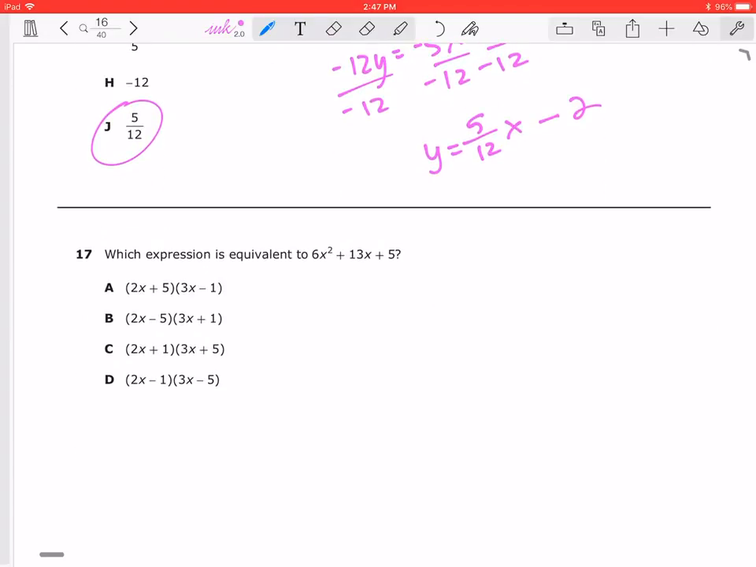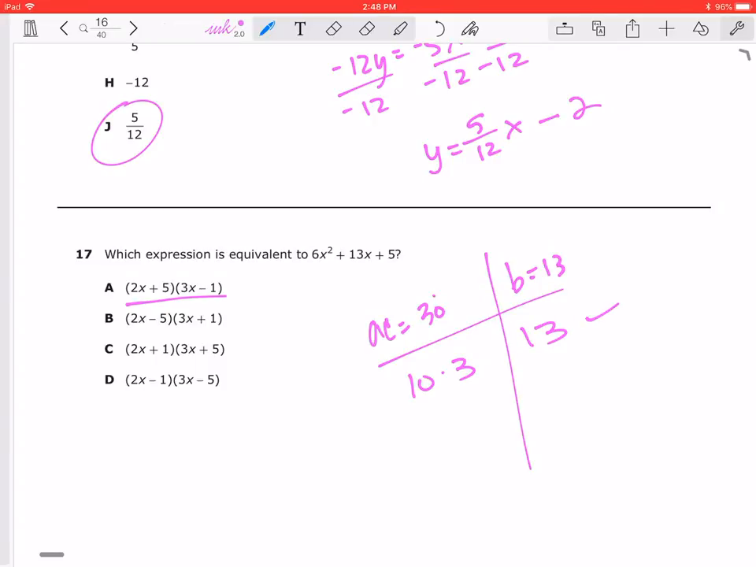Which expression is equivalent to 6x squared plus 13x plus 5? You could use the quadratic formula, but we can do normal factoring. So I'm going to do A times C. So 6 times 5 is going to give me positive 30. B is equal to 13. So let's see. I know 10 times 3 will give me 30, and 10 plus 3 will give me also 13. So that works.